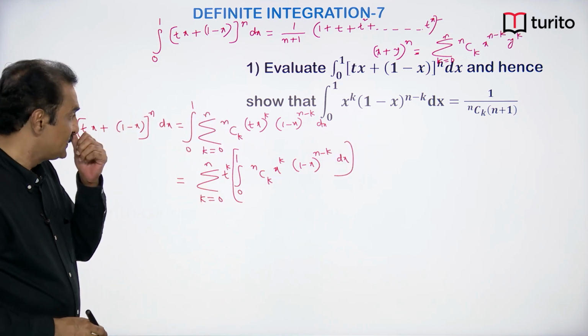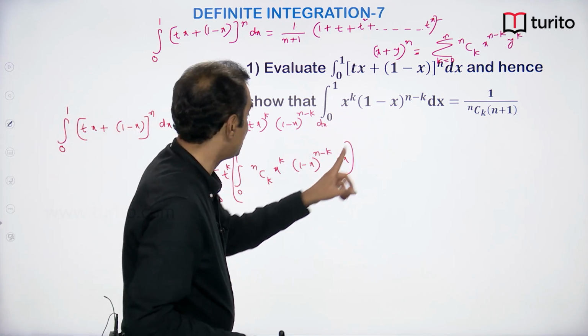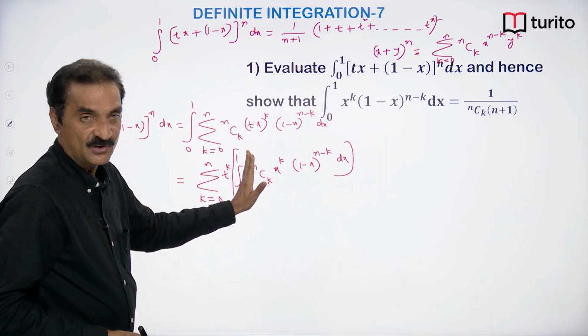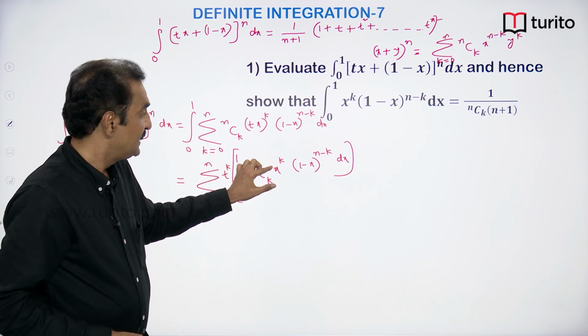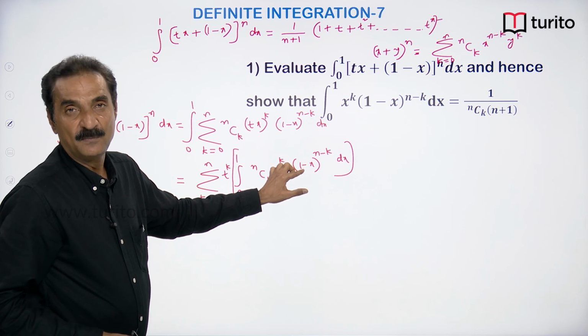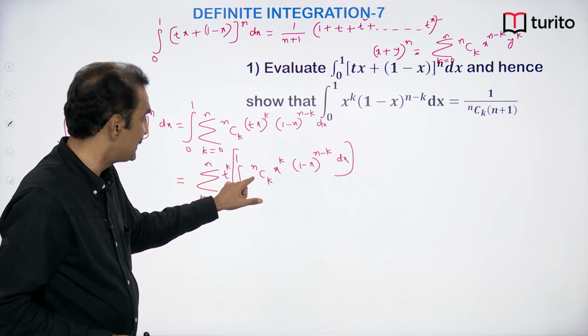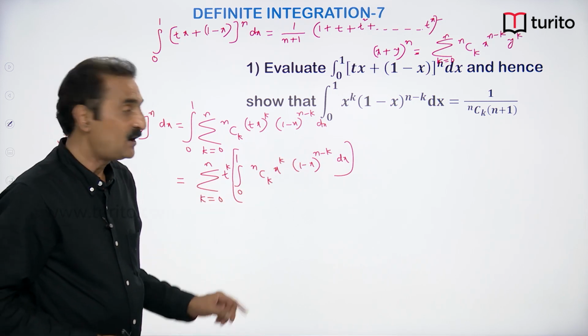So this integral is nothing but, nCk is also a constant, we can take it out. The integral from 0 to 1 of x power k into (1 - x) whole power n minus k, into nCk, is the coefficient of t power k.